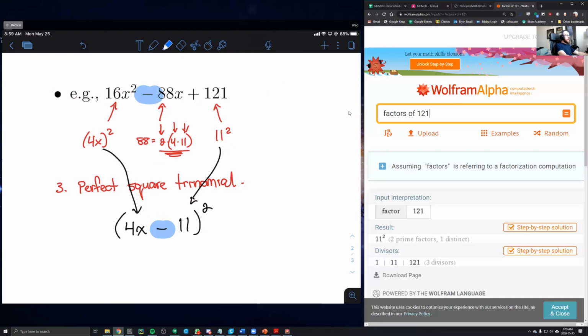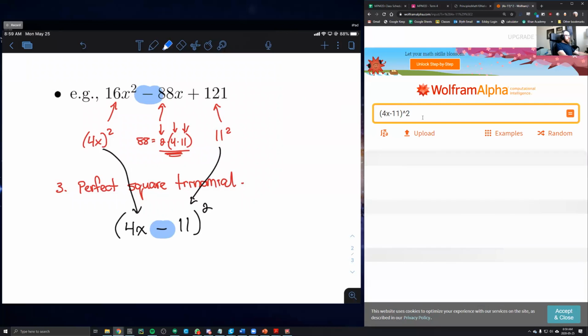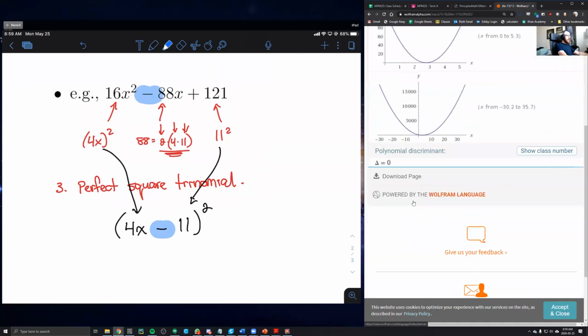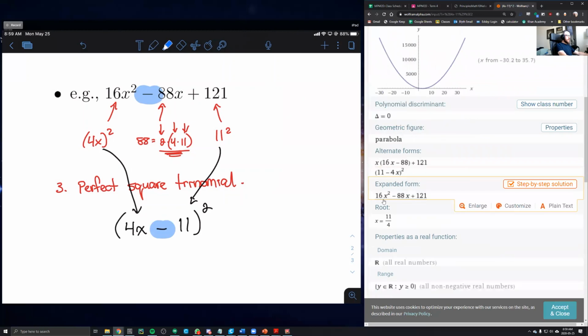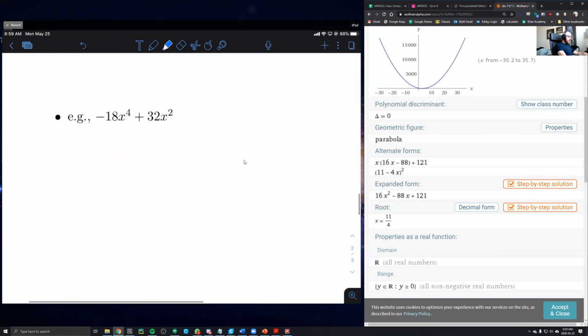Now, as you're practicing, of course, I would recommend you check your answer. If you just type in your result, hopefully this calculates. Okay, it calculates, and if you scroll down, you can see under expanded form, it gives us the exact original polynomial. So we know we factored it correctly. You can definitely do this check as you're going through your homework. All right, let's keep going here. Just a couple more examples.